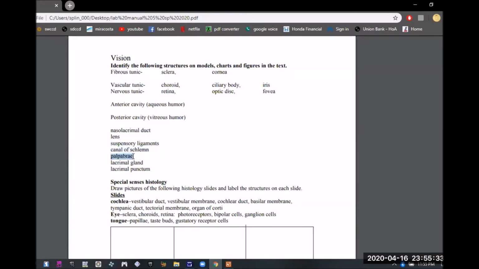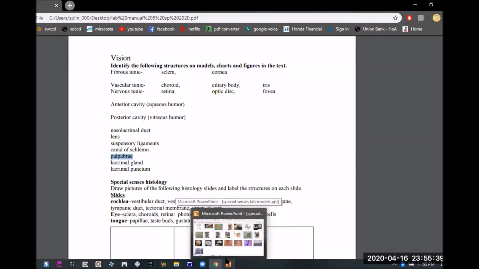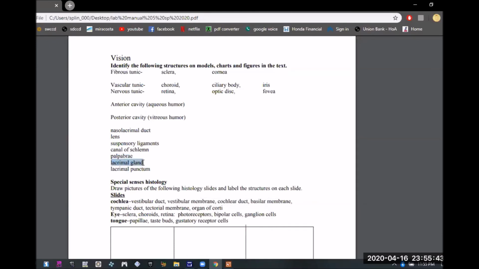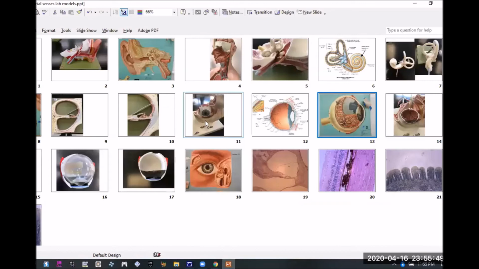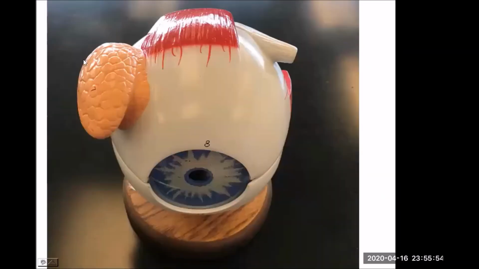Palpebrae, this is just the anatomical term for our eyelids. Eyelids are the palpebrae. And now surrounding the eye, on the superior lateral side, the lacrimal gland, the tear-producing gland. So on the superior lateral aspect of the eye, it's not truly connected to the eye. It's the location of the lacrimal gland.